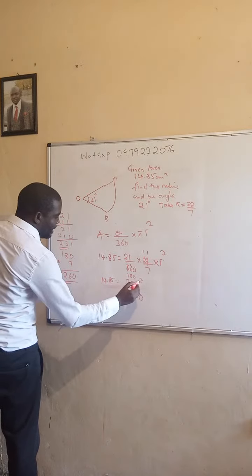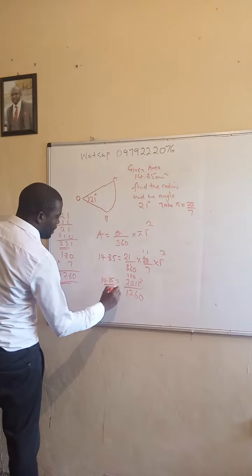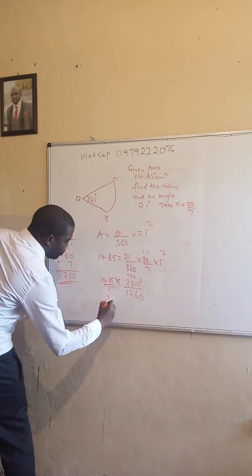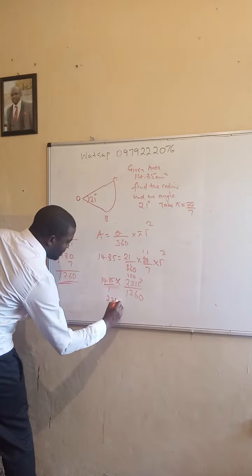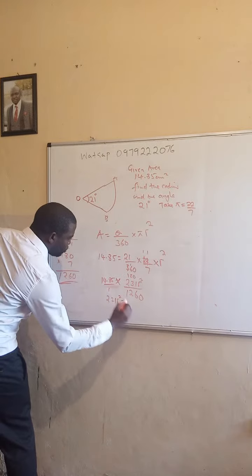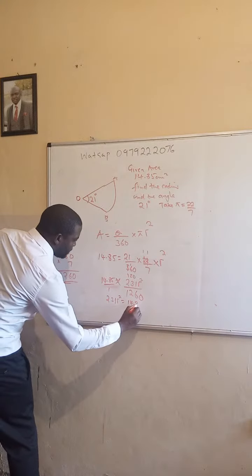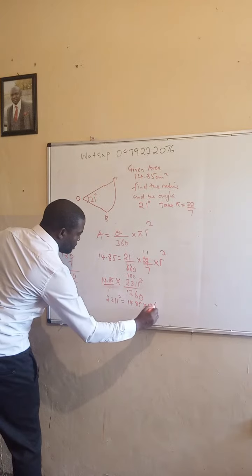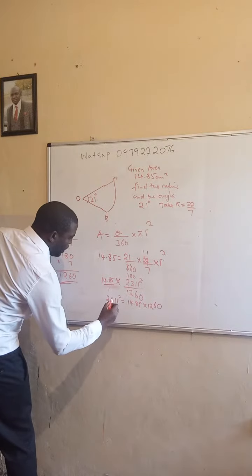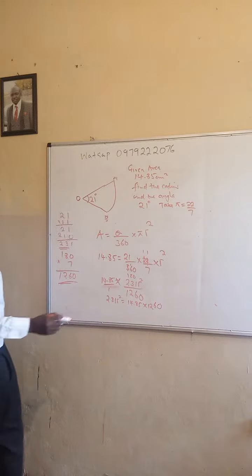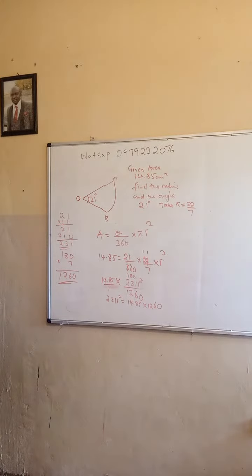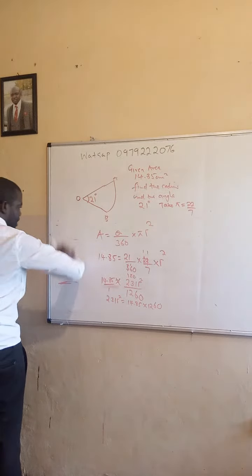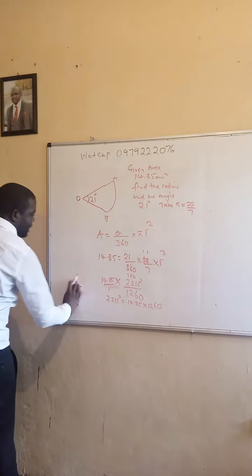You're trying to find r squared. So you say this one is over 1, then you cross multiply. So here it will be 231 r squared is equal to 14.85 times the 1. Since I'm trying to find r squared, there's no space this side, so I'll bring the calculation this side.